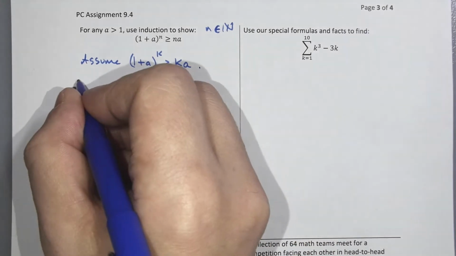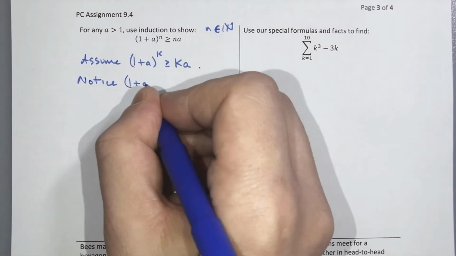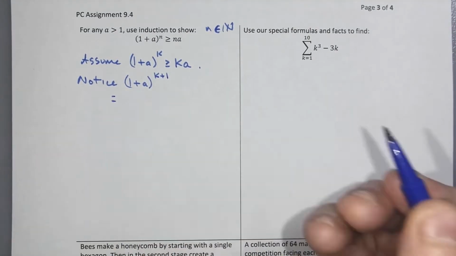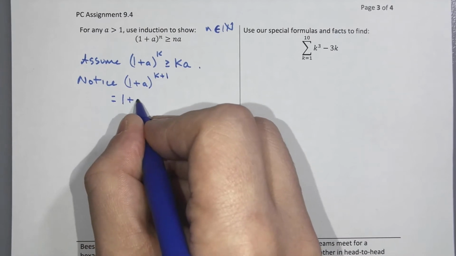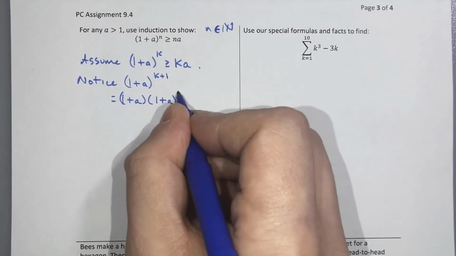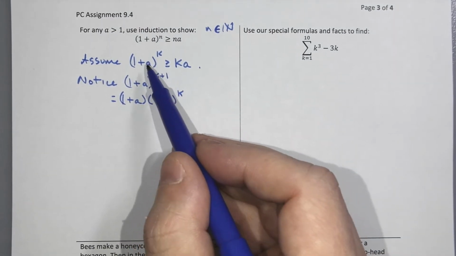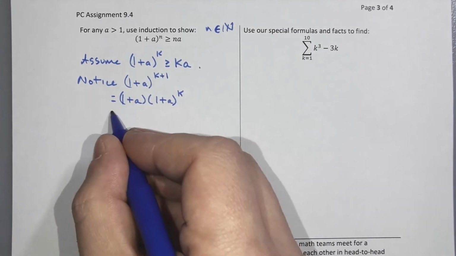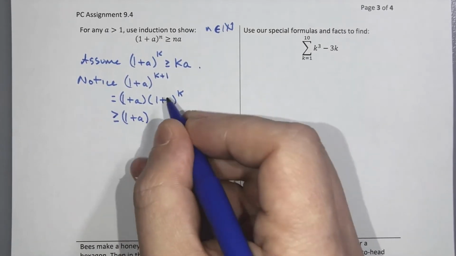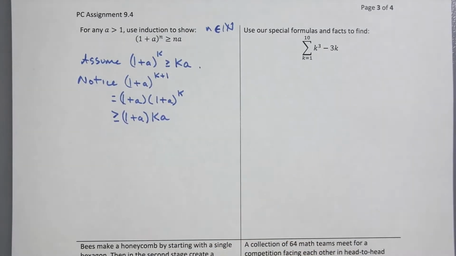then we're going to now try to show that this statement is true for k plus 1. So we will notice that (1 + a)^(k+1), and now the argument starts. So let's say, well, that's equal to (1 + a) multiplied by (1 + a)^k. This is gorgeous because it brings us back to the inductive hypothesis, where I can now say that this is certainly bigger than or equal to (1 + a) multiplied by ka by the inductive hypothesis.